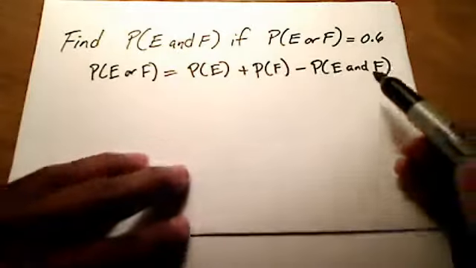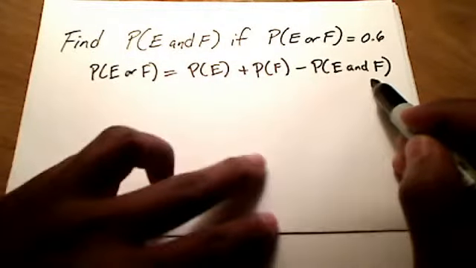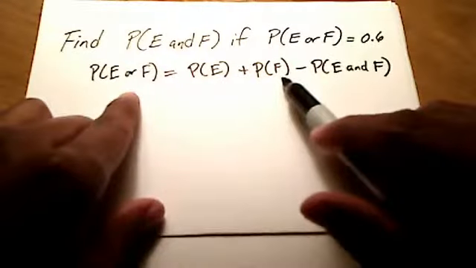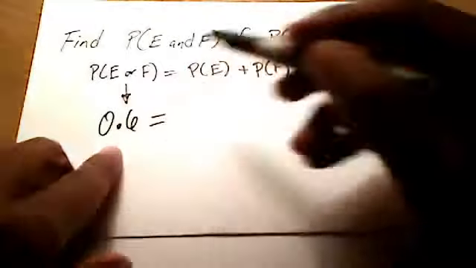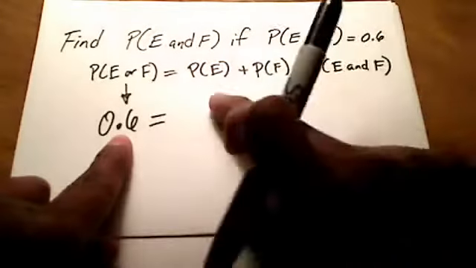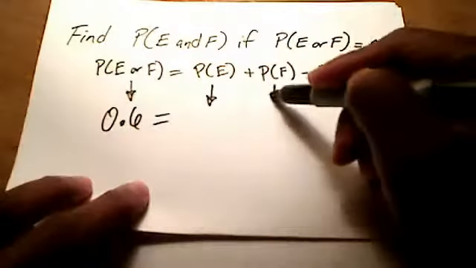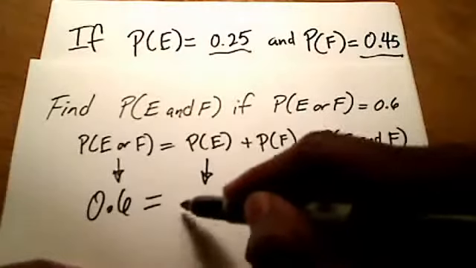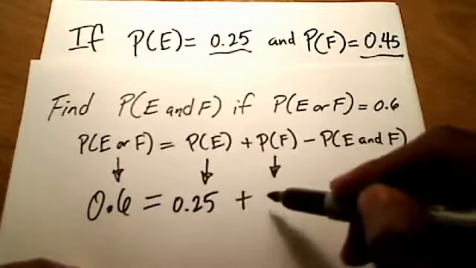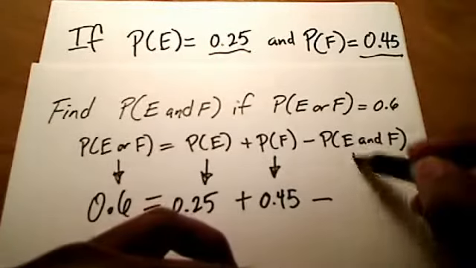And I hope you see that this time, this is what we're looking for, right over here, if we know all of these other things over here. They told us the probability of E or F is 0.6. That's this thing. It's almost like saying, hey, here's the answer to all of this stuff. And we'll use the same probabilities of E and F as we used before, which was 0.25 and 0.45.